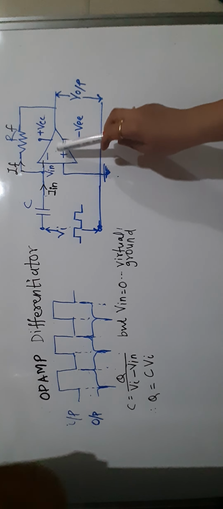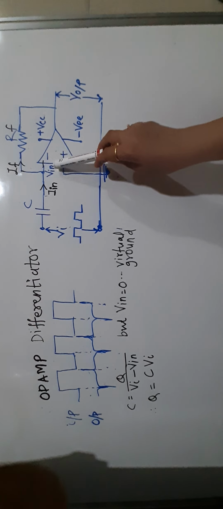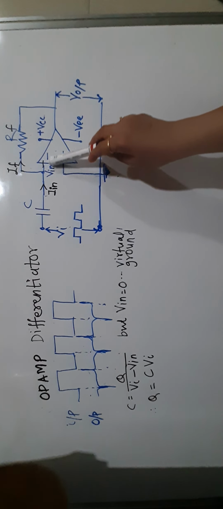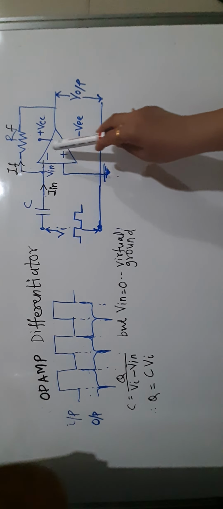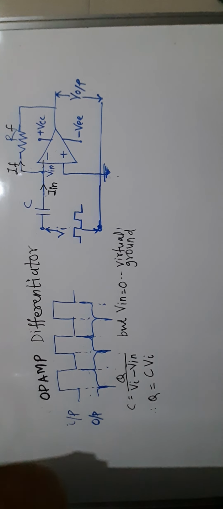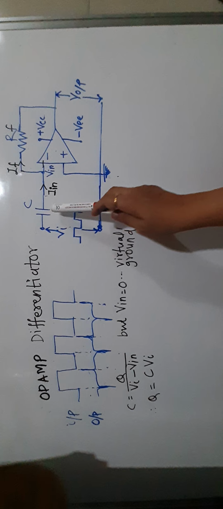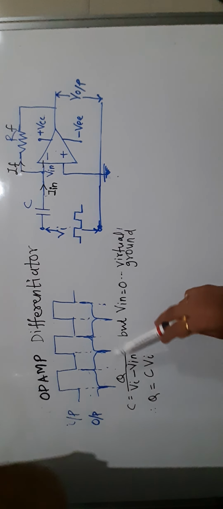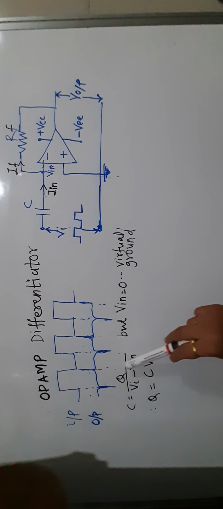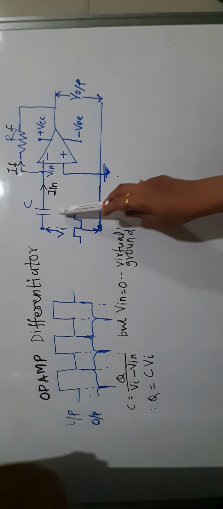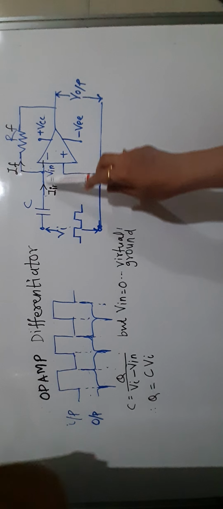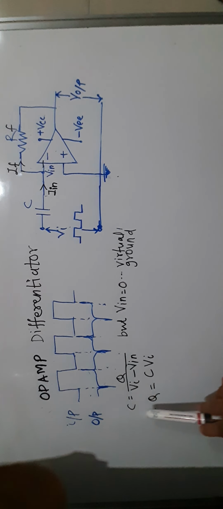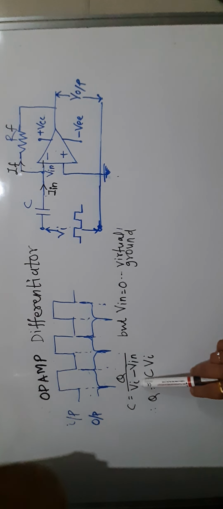Now as always, the feedback resistor is connected here and feedback is given to the inverting terminal, and the non-inverting terminal is grounded. Now we know the value of capacitor C is what? Charge per unit voltage, so Q upon V. Now what is V? The voltage across the capacitor will be Vi minus Vin, because there is a potential difference. So we can write C equal to Q upon Vi minus Vin.